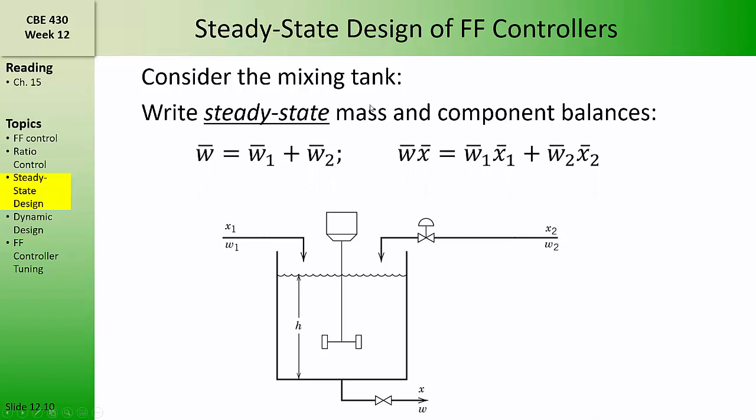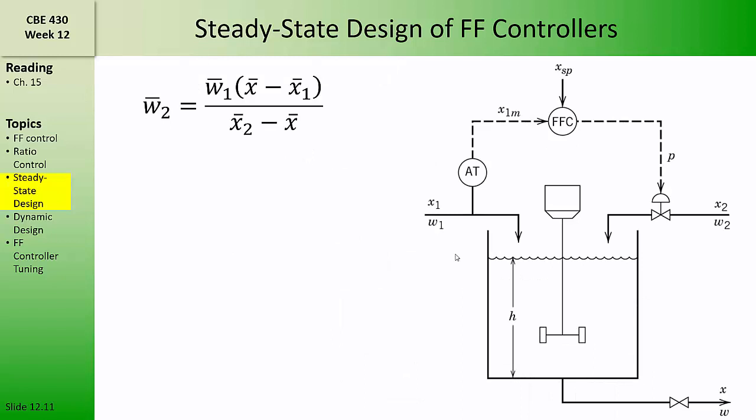At the steady state, the total mass balance says that the flow rate in should equal the flow rate out. And the solute component balance says that the rate at which the solute enters is equal to the rate at which the solute leaves. Here we are using the bars to indicate the steady state values of each of these variables. Now we can use the total mass balance to eliminate W bar from the component balance and solve for W2, the desired flow rate for stream 2.